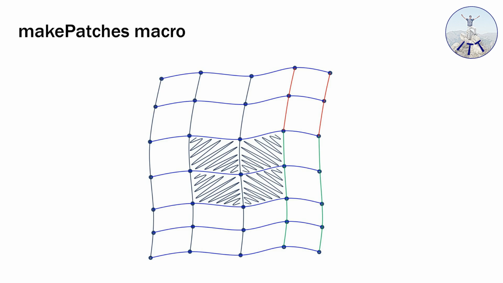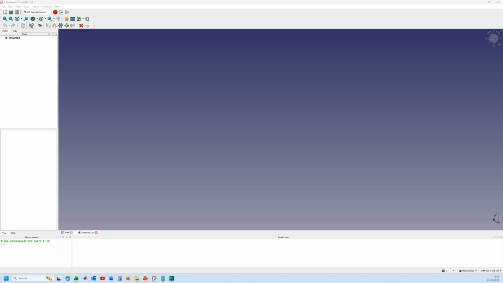So that's a quick overview of how the script is going to work and what the input file needs to look like. Now on with the video. This is a video explaining how to use my script for making smooth body surfaces in FreeCAD. I'll just get straight into it.